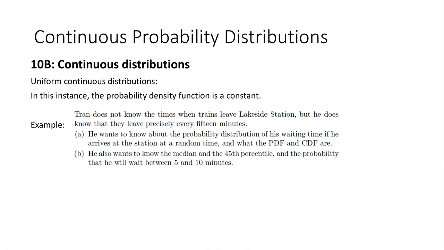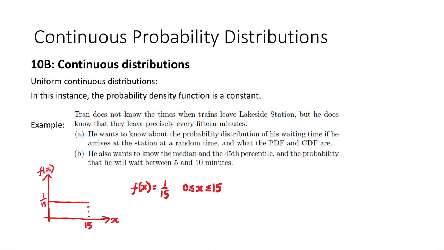And I want to know, what's the probability distribution, if I arrive at a random time, of my waiting time until I get on a train? So I'd say, okay, I've got all the possible different times of how long I'm going to be waiting, up to 15 minutes. I won't be waiting more than that because there'll have been a train, assuming they're on time. Which means, because I need the area under it to be 1, that I've got 1/15th on the side. So this is just a constant function of 1/15th.